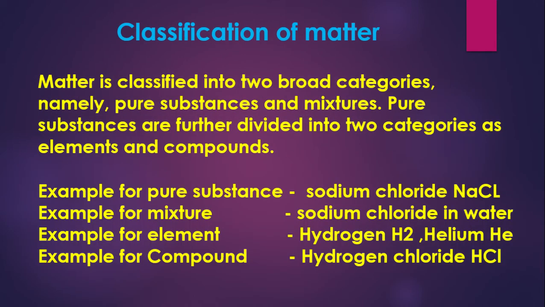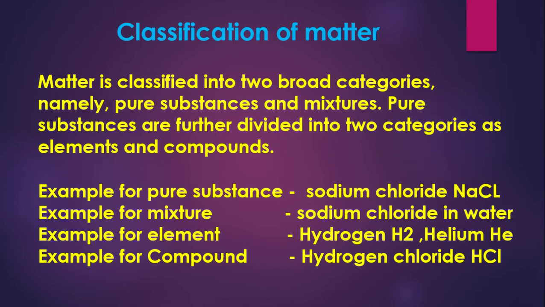Classification of matter. Matter is classified into two broad categories, namely pure substances and mixtures. Pure substances are further divided into two categories, element and compound. Example for a pure substance, sodium chloride. It contains only sodium chloride molecules, NaCl. So it is called a pure substance.